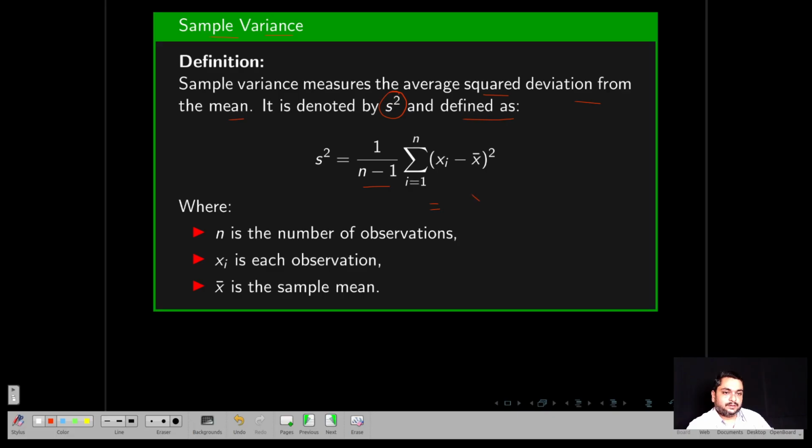This is nothing but what? (x1 minus x bar) whole square plus (x2 minus x bar) whole square plus so on up to (xn minus x bar) whole square, divided by n minus 1. Why not n? Why n minus 1? This we will see when I teach you the central limit theorem. This n minus 1 is called degrees of freedom. More on this concept we'll learn later, but please remember this is n minus 1, called degrees of freedom, df.